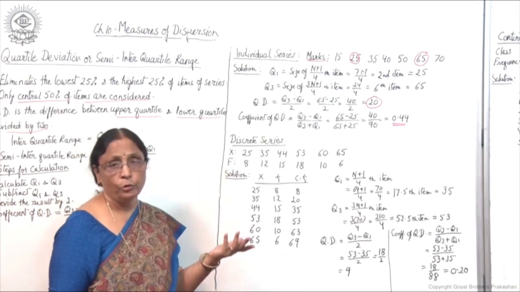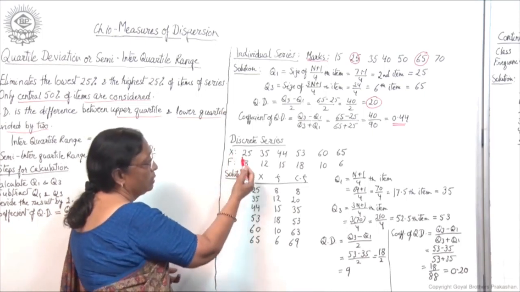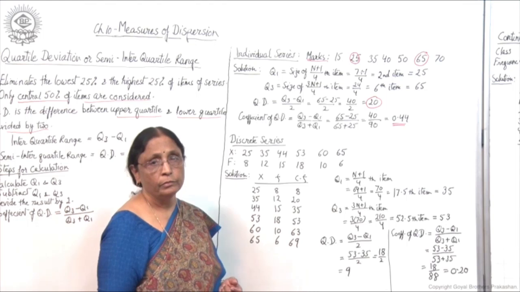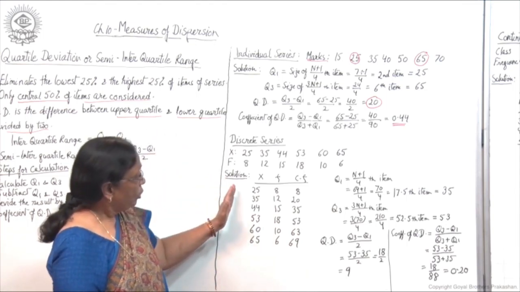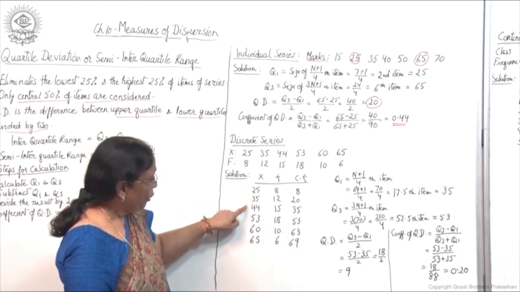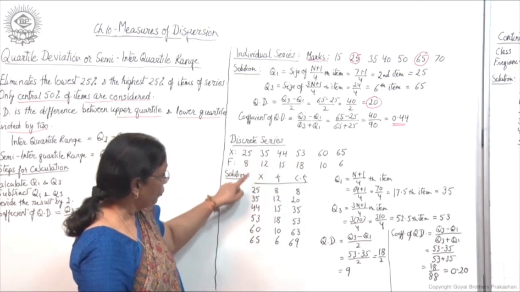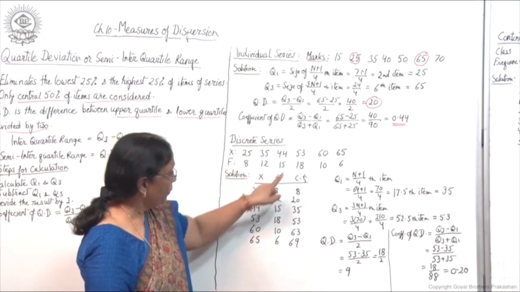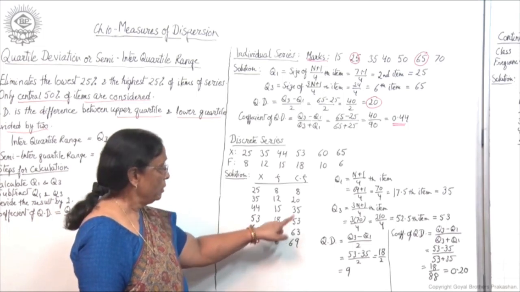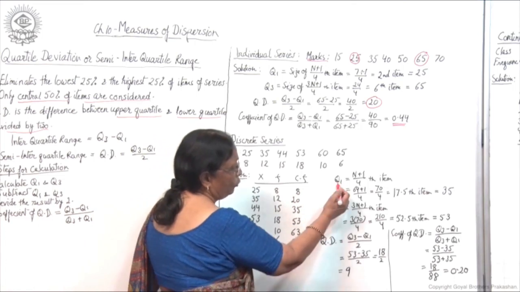Discrete series, you know well, has the frequency. So there is an X column and an F column, with the values of X and the values of frequency given. For finding Q1 and Q3, you have to make 3 columns. In the first column write down X in the same order, copy down the frequency in the same order, and find out CF by adding up the frequencies. After completing this part, we move to Q1.